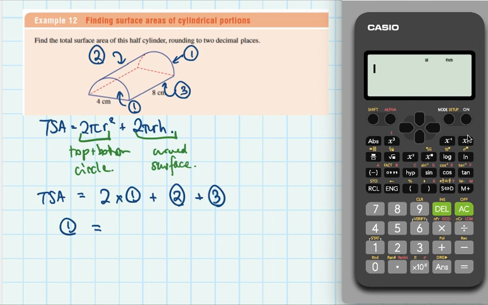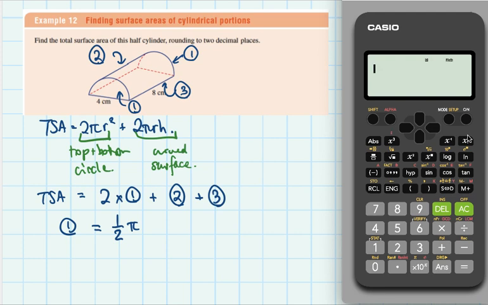Well, it's a semicircle, isn't it? Now, one semicircle plus another semicircle will equal pi r squared. But for the sake of this, let's just pretend we don't know that it's going to be doubled and treat this as a semicircle. A semicircle is half of pi r squared. So half times pi r squared.